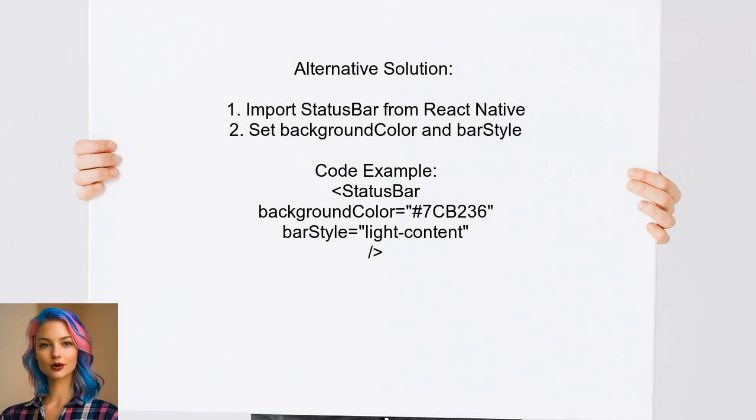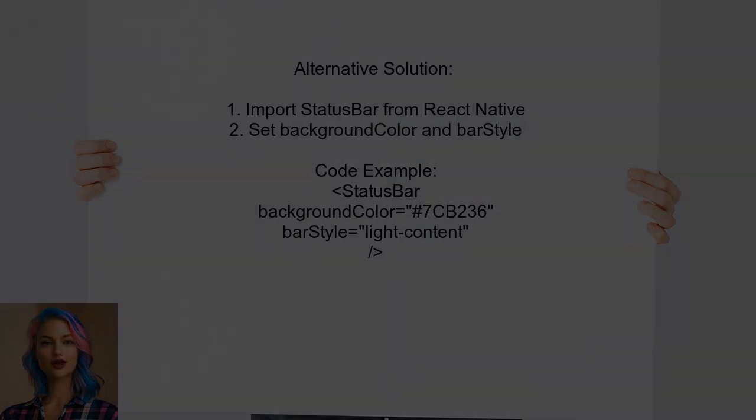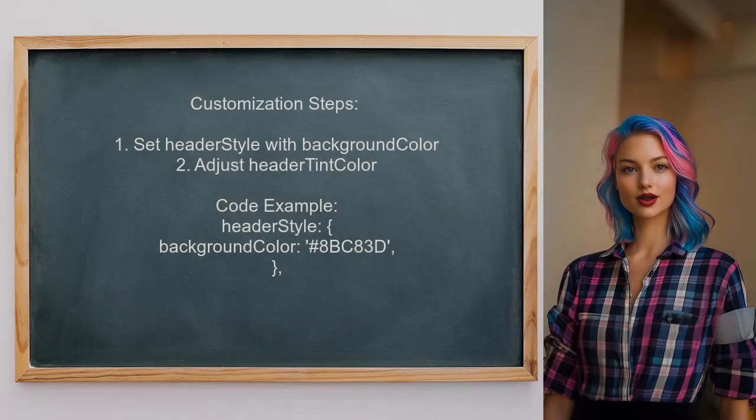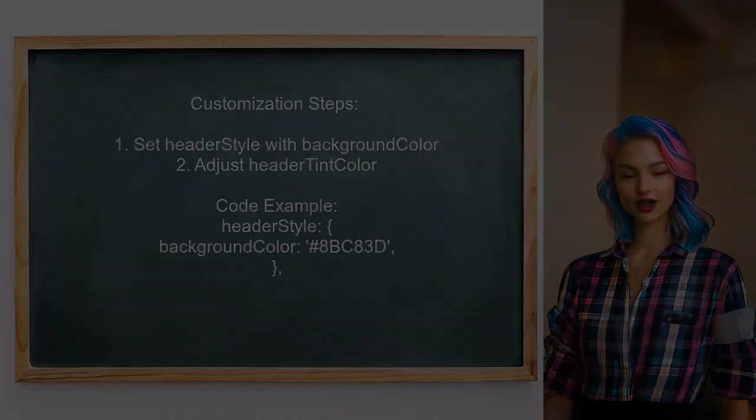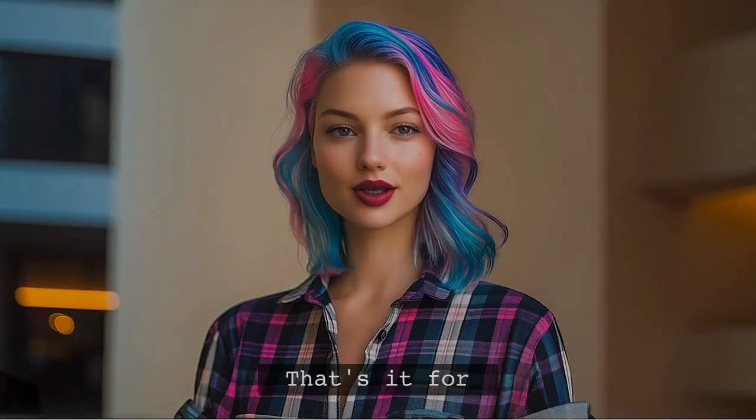An alternative solution provided by another user involves customizing the status bar within a React component. They suggest using the status bar component from React Native. In their example, they set the background color to a specific shade of green and adjust the bar style to light content. In their implementation, they also customize the navigation options, including the header style and tint color, ensuring a cohesive look throughout the app. That's it for that response.